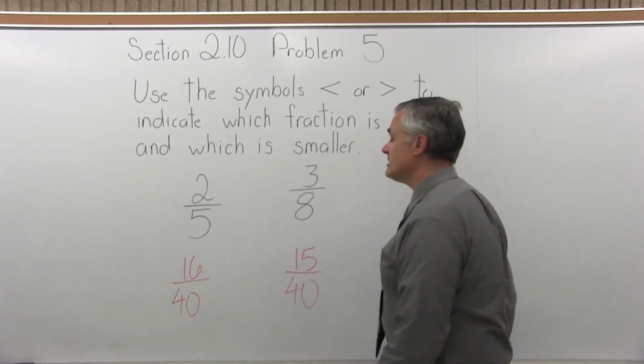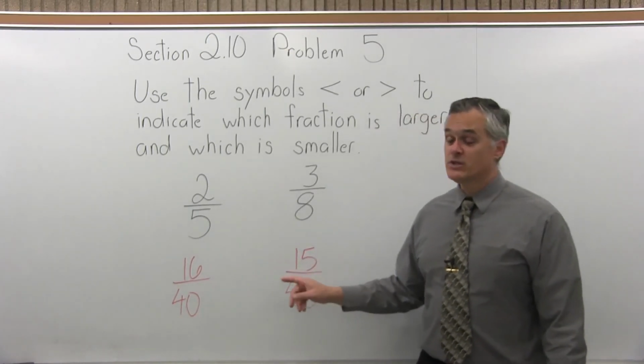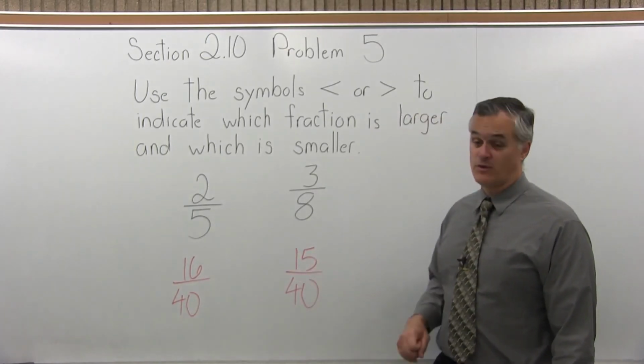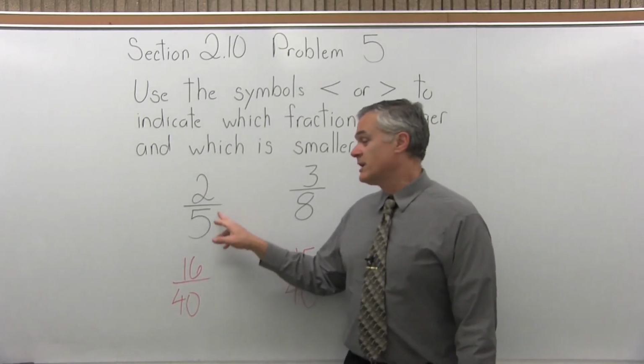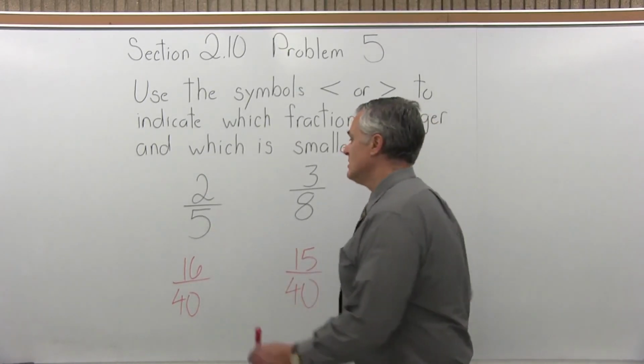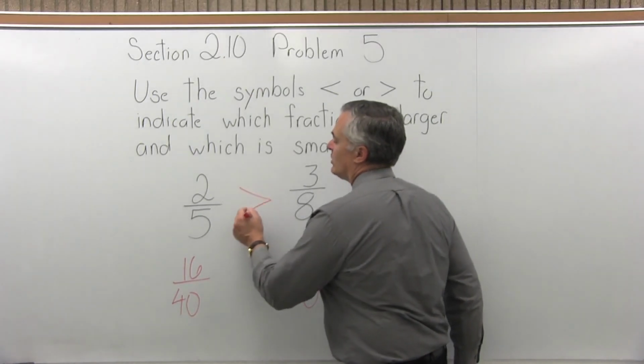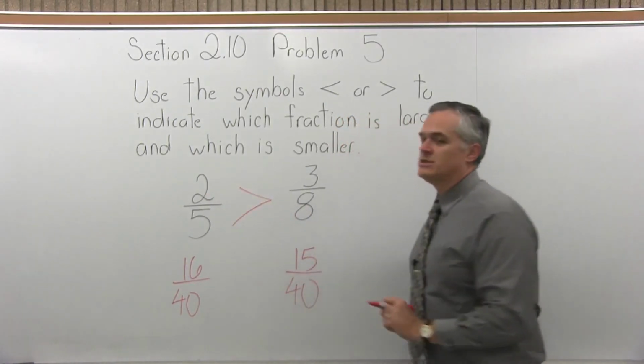So it's pretty close, but 16 over 40 is certainly larger than 15 over 40. The 16 over 40 came from the 2/5, so you place the inequality symbol with the open end towards the 2/5.